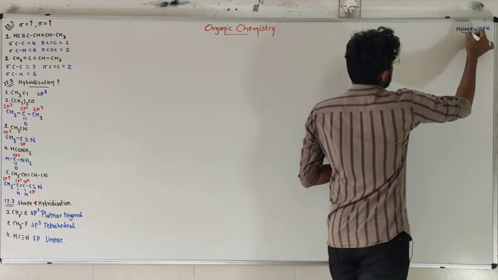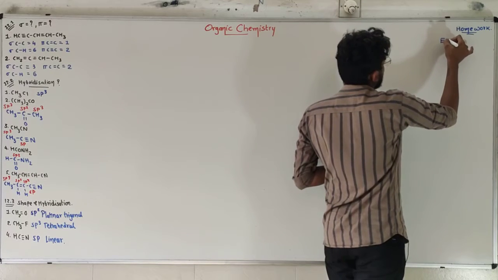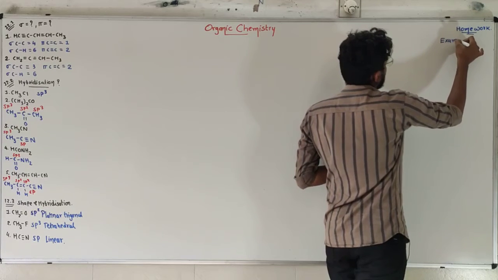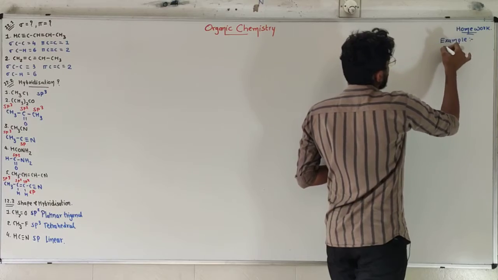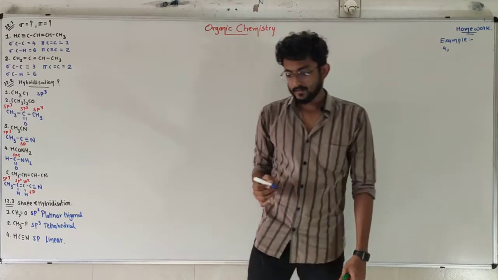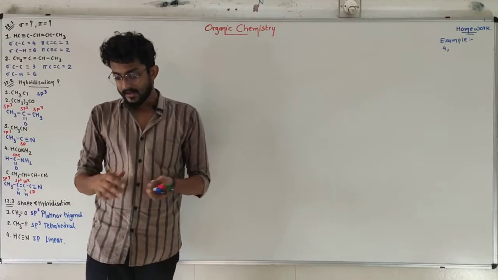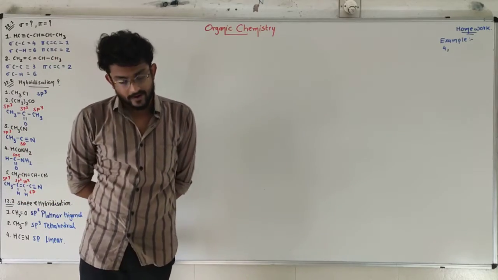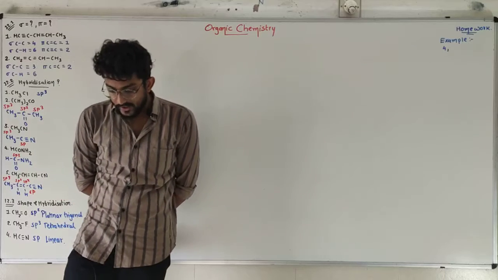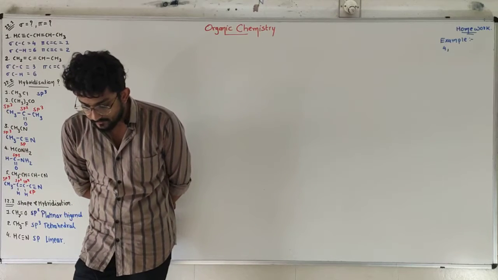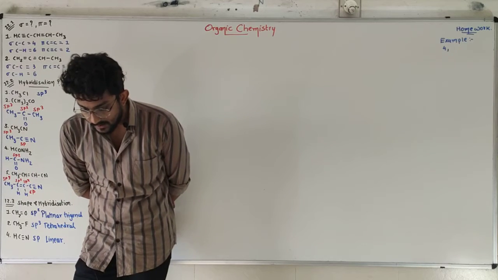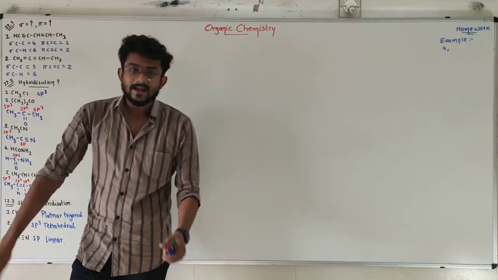Okay, in the homework, example number 4 will be there. Total 2 compounds are there. After that, problem number 5. For each of the following compounds, write a condensed formula and also their bond line formula.